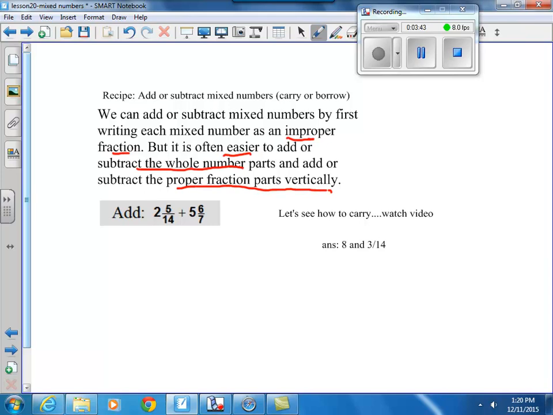So let's take a look at that. If it's been a while since you've carried, let's take a look. 2 5/14 vertically means stack them up on each other vertically like this. 5 6/7. Focus in on just the fractional part.